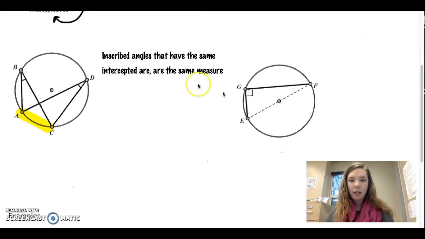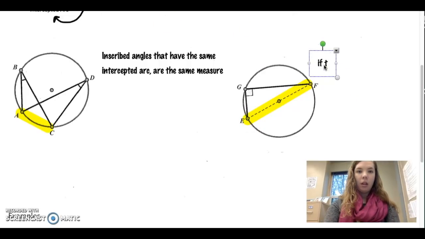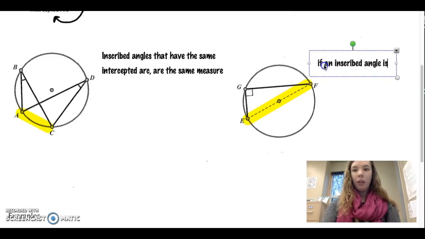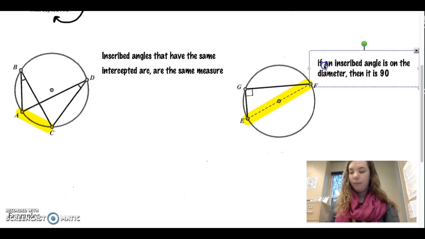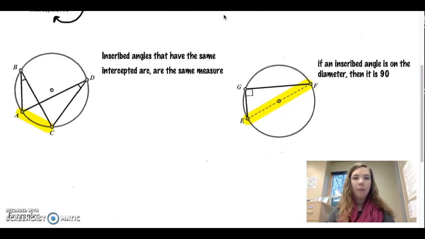And then the last thing that happens, if they use the diameter, or this intercepted arc is a semicircle, then that means that this is a right angle. So let's type that out. If an inscribed angle is on the diameter, then it is 90 degrees. Those are our theorems we're working with today and tomorrow.